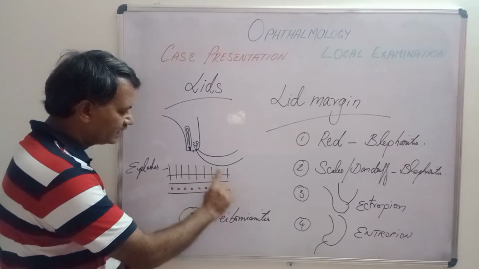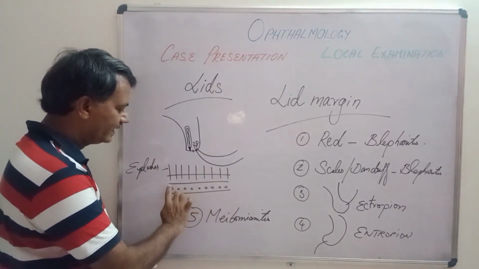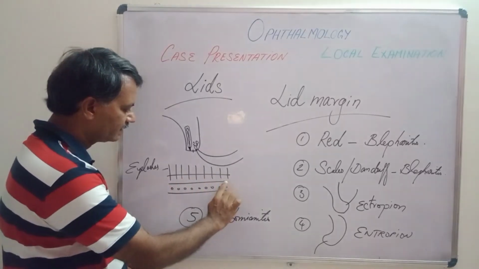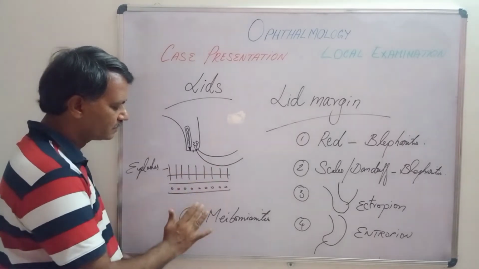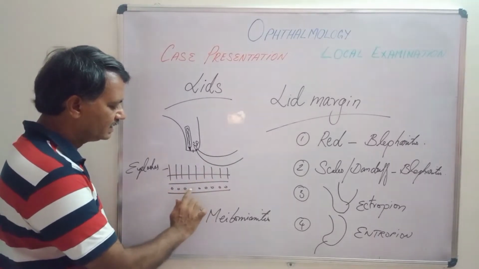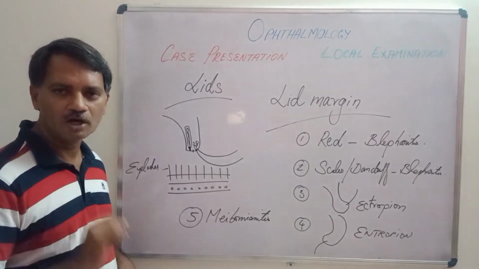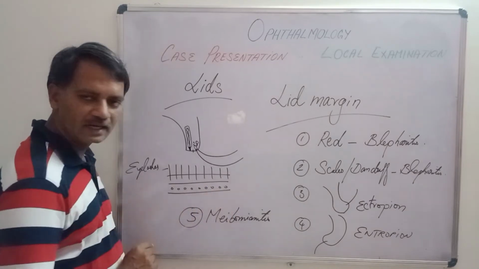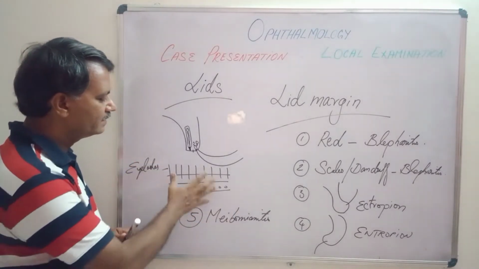If you see the lid margin, it will have a grey line in between. There will be a grey line here in the center. Anteriorly, you can see the eyelashes coming out. Posteriorly, you will see multiple greyish dots. These are the openings of the meibomian glands. This is the normal anatomy of the lid margin.